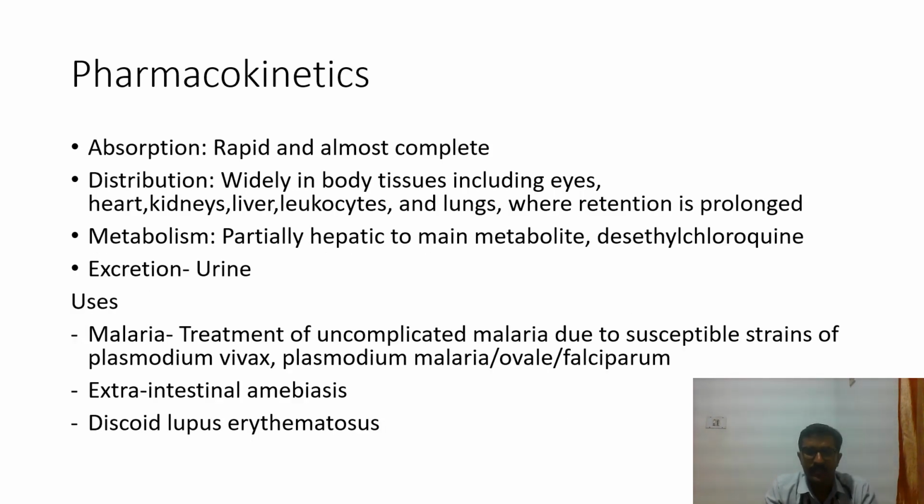Pharmacokinetics: absorption is usually rapid and almost complete when taken orally. Distribution: widely in body tissues including eyes, heart, kidneys, liver, leukocytes, and lungs, where retention is prolonged. Metabolism: partially hepatic to the main metabolite desethylchloroquine. Excretion: mainly through urine.